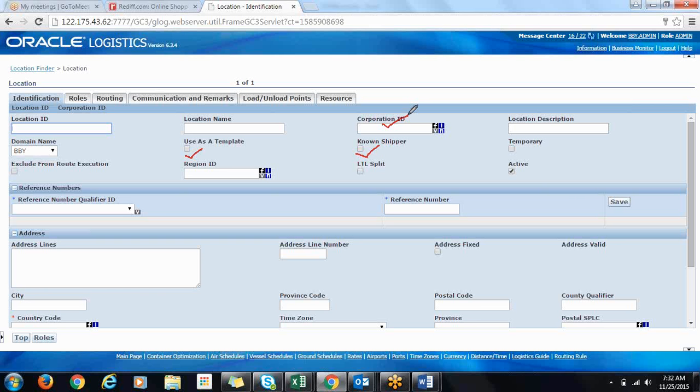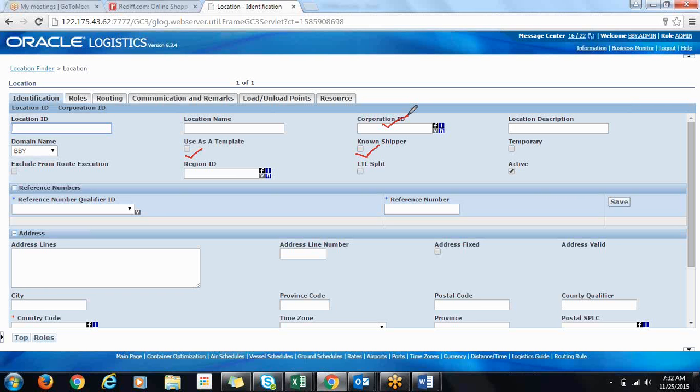To start with, what is a location? A location is basically used as a geographical point in transportation. When I say geographical point, this can be used for pickup. This can be used for delivery. This can be used as an airport.